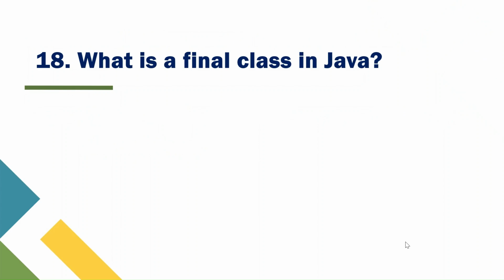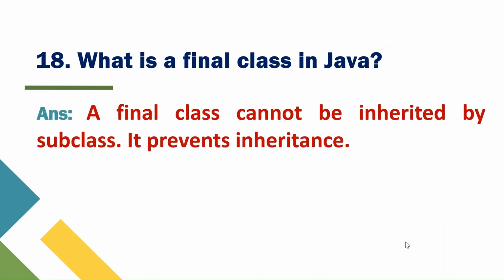What is the final class in Java? A final class cannot be inherited by a subclass. So if you want to prevent inheritance, then obviously we can go for a final class.